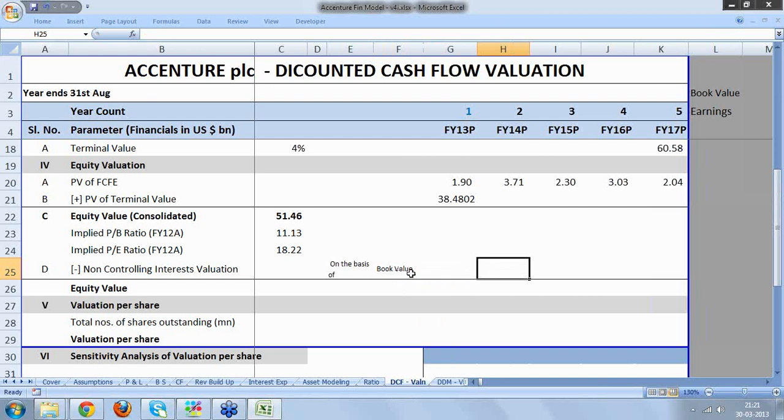The moment I click on any other cell, no one understands that there is a drop down. The moment someone comes here with an intention to type something, he will see there is a drop down here. So it will say, attention, please don't type, choose from the drop down. So from this I choose book value.